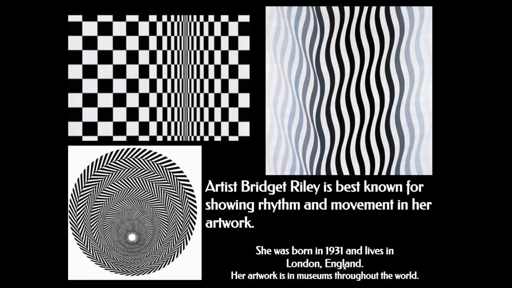Now let's look at the image on the top right. This might remind you of a waterfall. Notice how this artist uses different wavy lines in different colors. The image on the bottom left creates a spiral effect or movement.